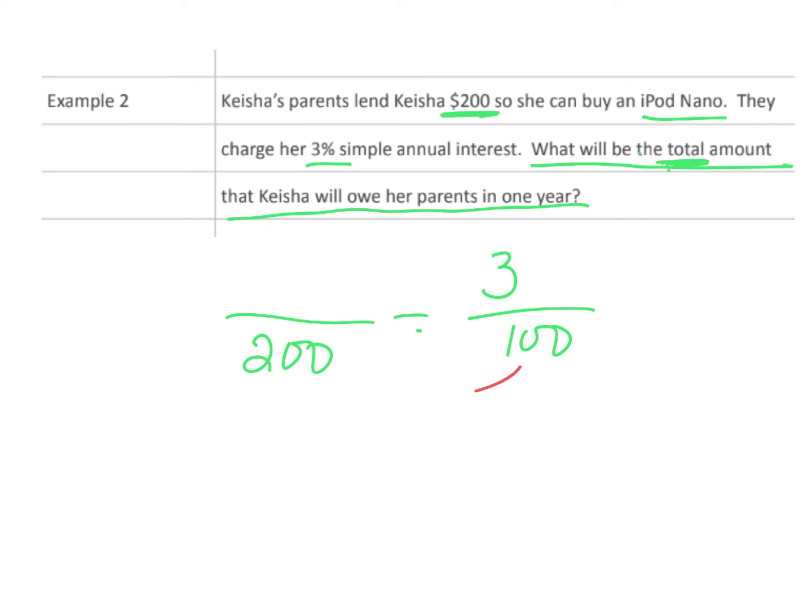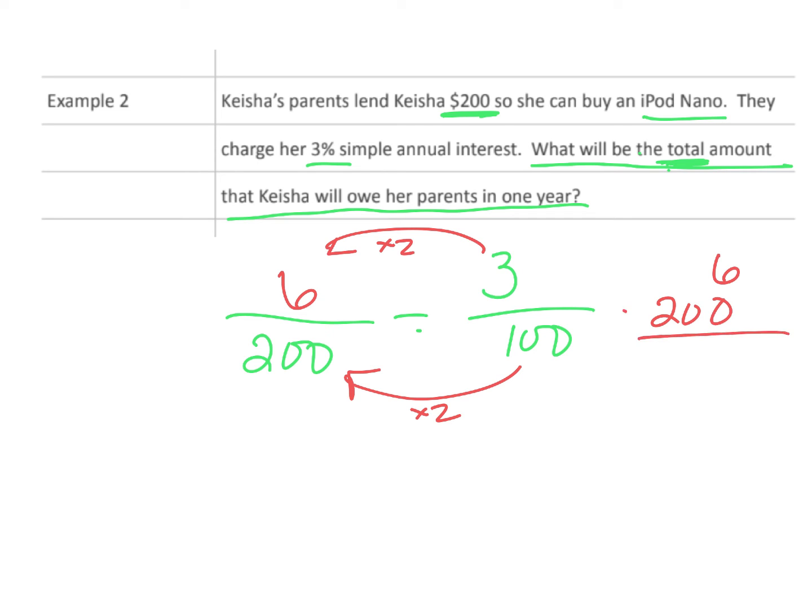So let's solve it the easy way. 100 to 200 is times 2. So 3 times 2 is 6. Now, she's not just going to owe her parents the $6, but also the $200 that they loaned her. We're going to add those together. She's going to owe them a total of $206.